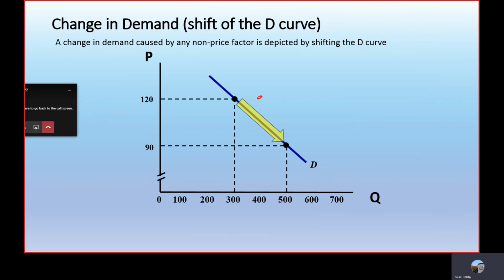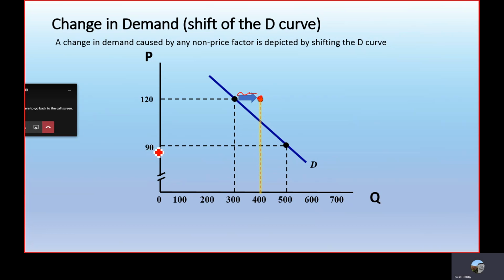For example, let's say a non-price factor is people's income, potential buyers' income, and if that income increases for most of the potential buyers, we know that many of them would like to buy more. Or if new income is created for poorer people, they will become potential buyers. So at 120, if I had bigger income for people, then we would have a bigger demand. The demand would be something bigger than this 300 units. So let's say 400 units.